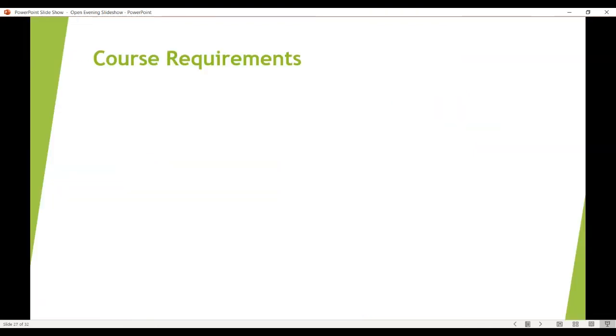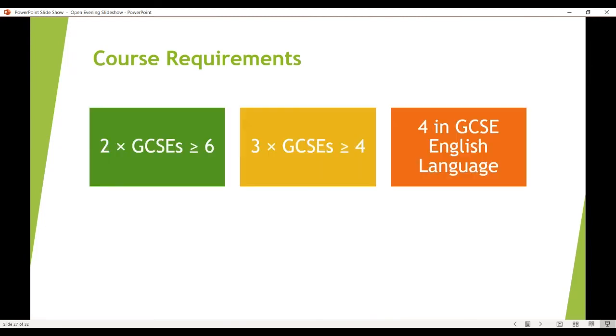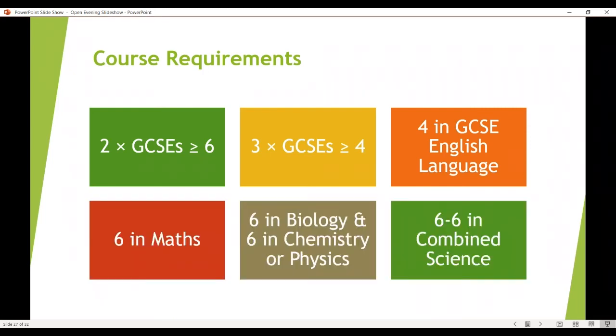We do require certain course qualifications for you to study biology with us. You'll require 2 GCSEs at 6 or above, plus 3 other GCSEs at 4 or above, and a 4 in English language GCSE. To study biology, you will also require a 6 in maths and a 6 in biology and either chemistry or physics, or if you're studying combined science, a 6/6 or above.